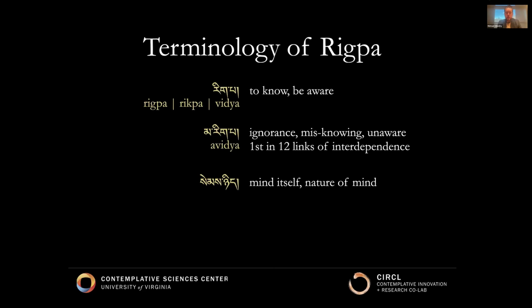Anyways, here there's a term called Rigpa, which I'll just translate as pure awareness, but the word itself in a colloquial sense just means to know or to be aware. And it's not a fancy word. We use it all the time in Tibetan, just speaking, to mean to be aware of something or to know something. But its opposite is marigpa in Tibetan, and that gets translated as ignorance or misknowing or to be unaware. And this is also a technical term. In fact, it's the first of the 12 links of interdependence.